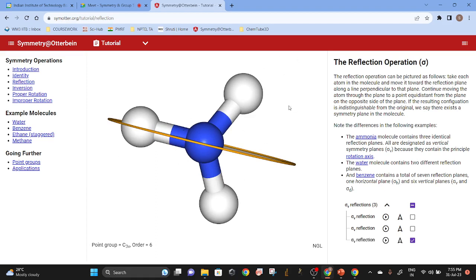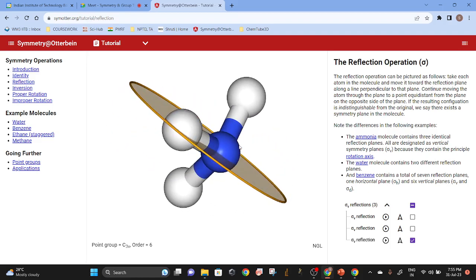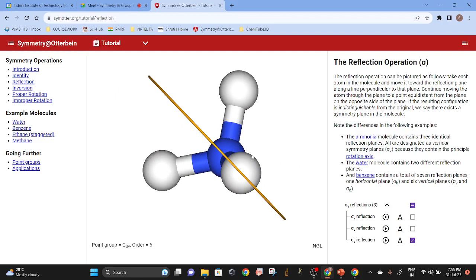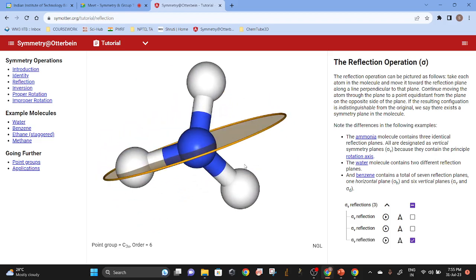If this atom is different, you will not see the same thing there, right? So then that molecule will not have a reflection plane. But this has a reflection plane. If you put a plane here, you are seeing the same thing on both sides, as if there is a mirror here. So it has 3 bonds and all are equivalent, so it has 3 reflection planes.